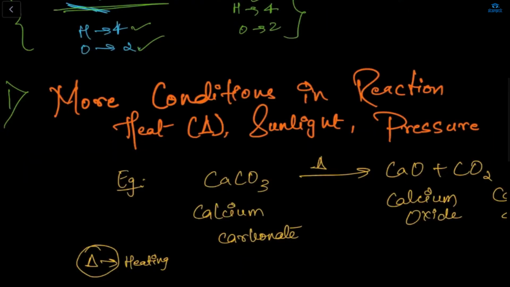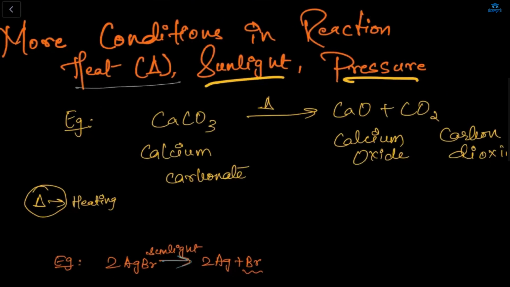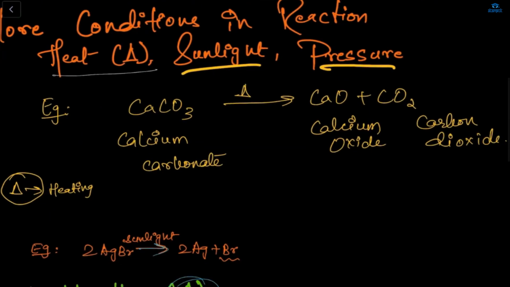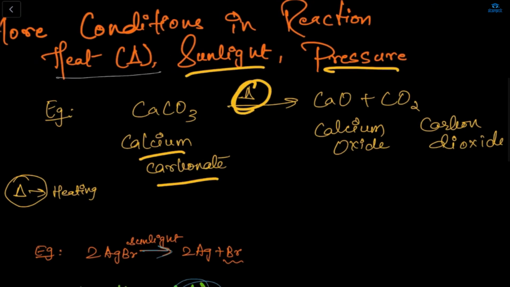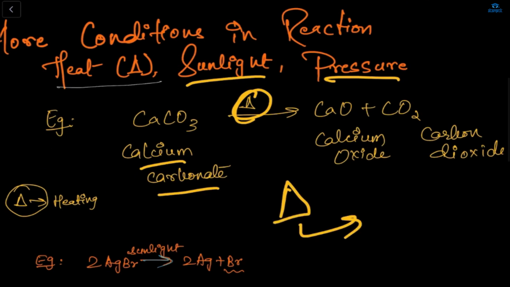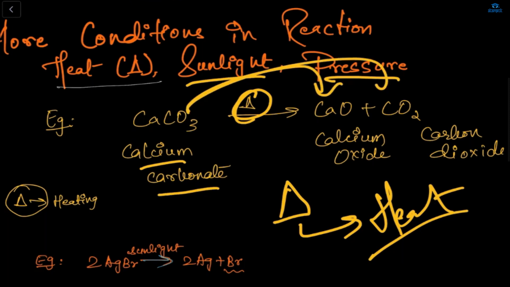Now we will see some more conditions in which the reaction occurs with the help of heat, sunlight, and pressure. Okay, so the first example is CaCO3, which is calcium carbonate. This symbol is of what? What is this triangle? Triangle means this is the symbol of what? Ma'am, it's for heat, energy. Yes, of heat.